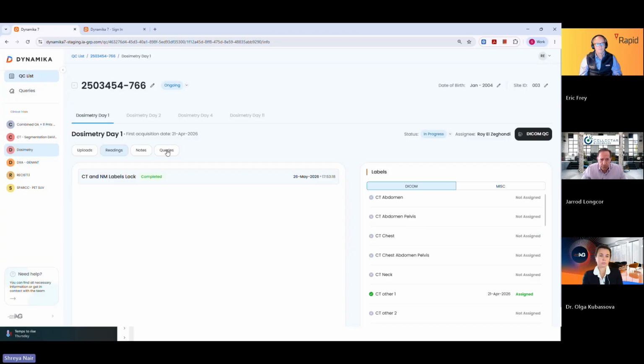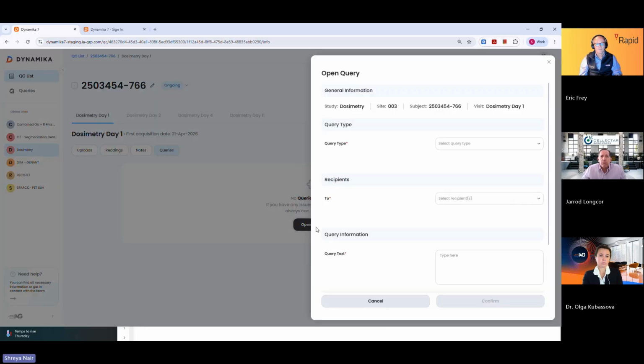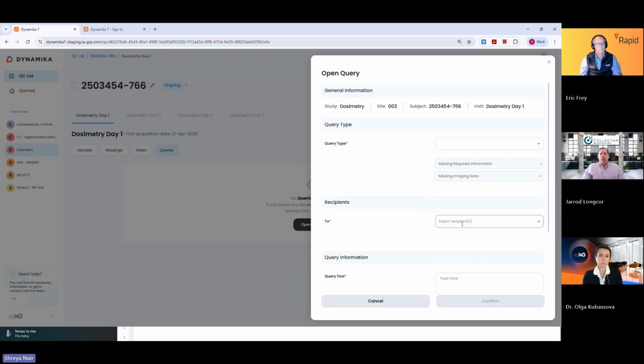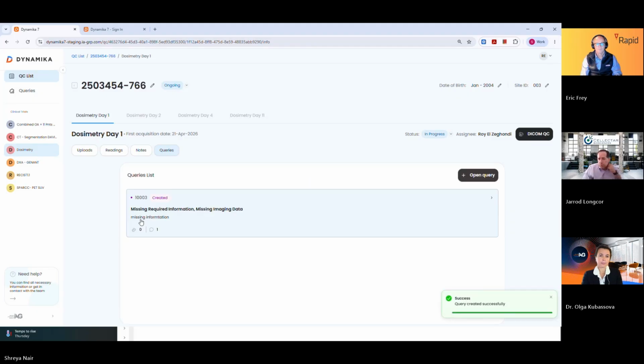I think it's also interesting to show that we also support sending queries to the sites as well. So in case certain images are not as per required, they can also send queries. For example, if there's some missing information, some missing image data, we can send that through Dynamica to the site users. So I can just put in some text for the site users to respond to and confirm.